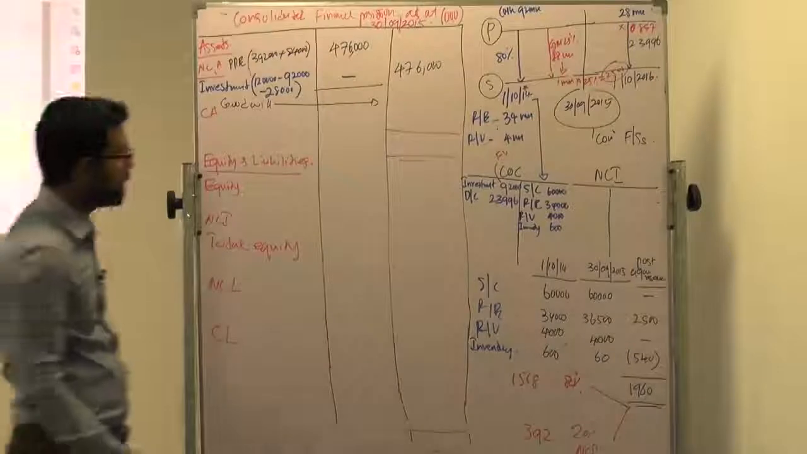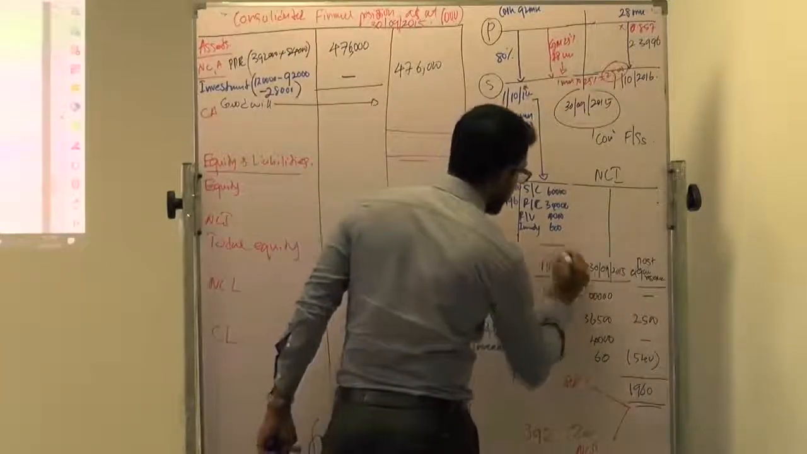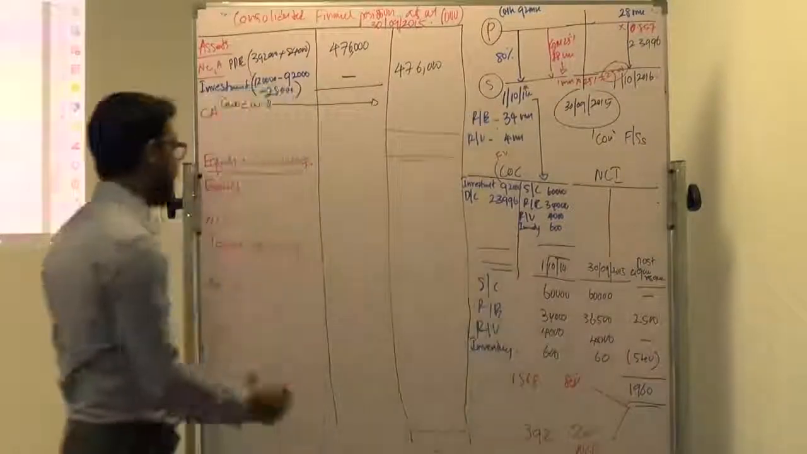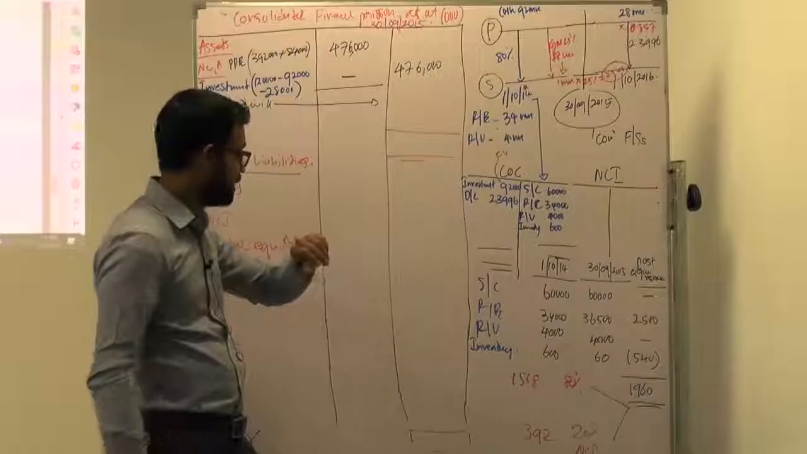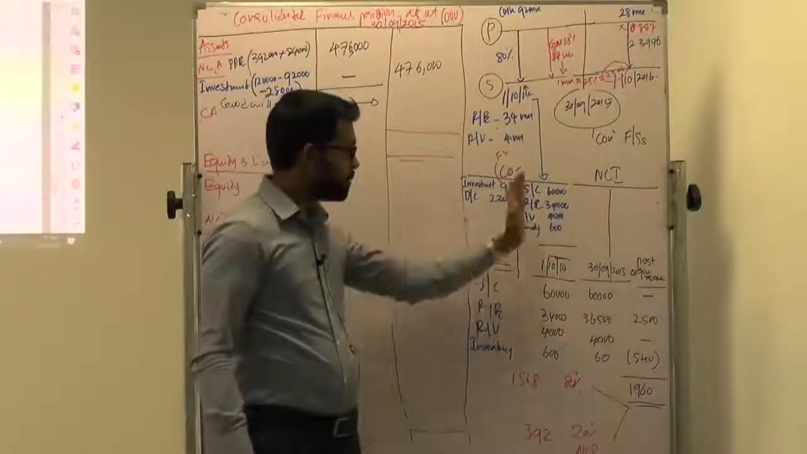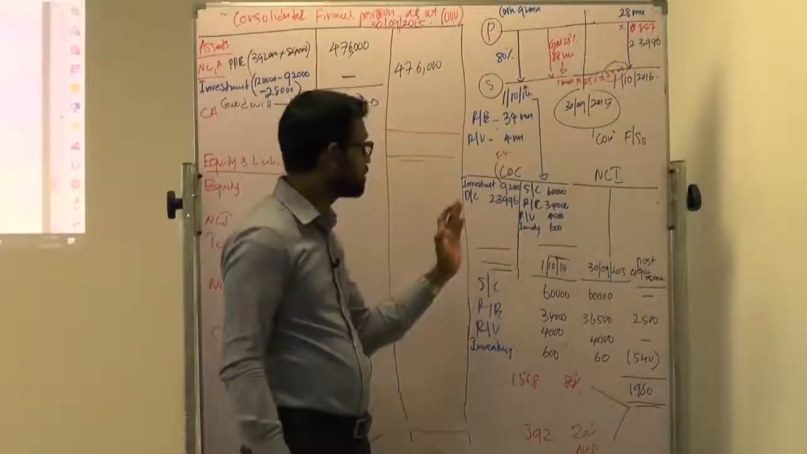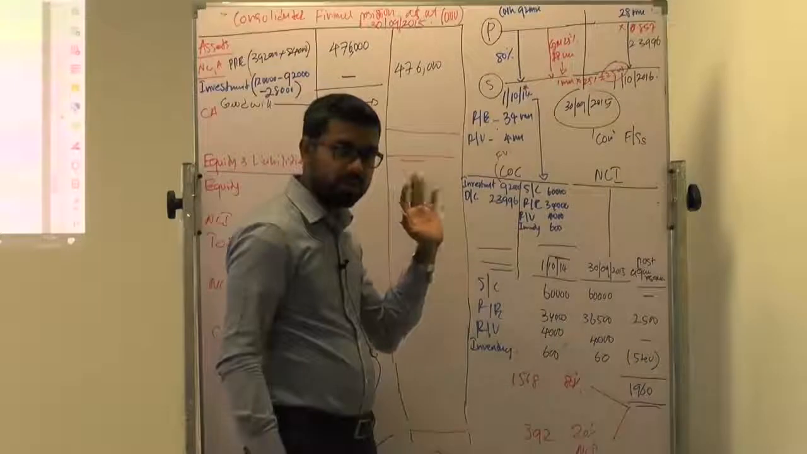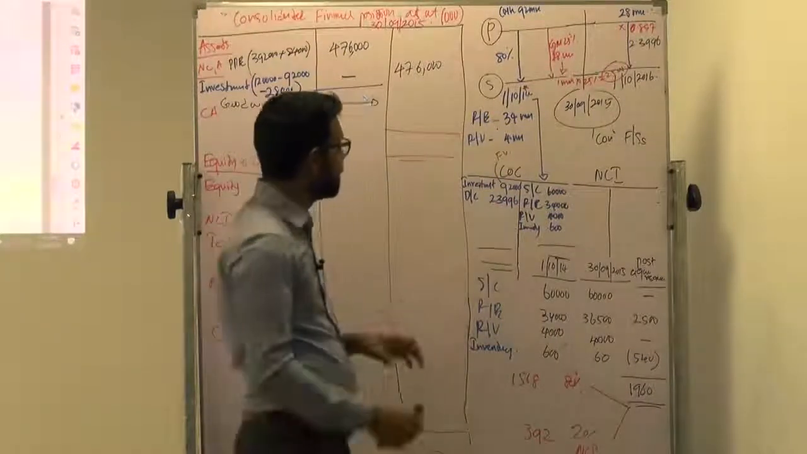Goodwill, what do we have? We haven't calculated it right here. Goodwill you can take from the cost of control account. Understand this as well, right? You need to understand that the purpose of this cost of control account calculation is to derive the goodwill.